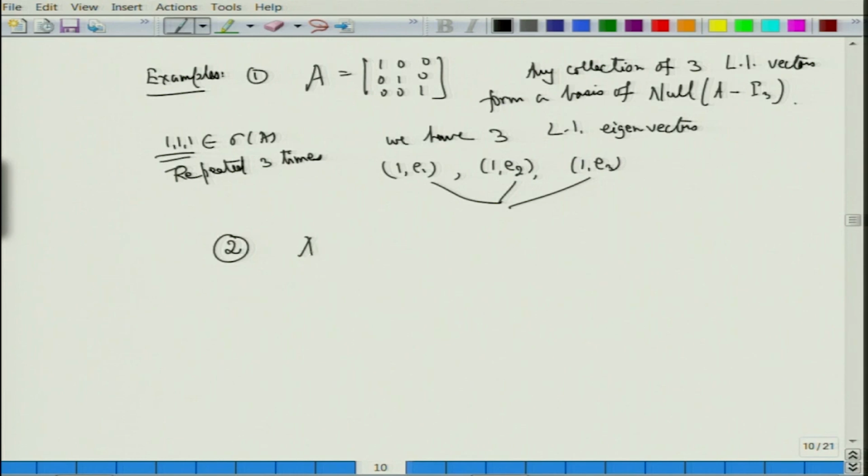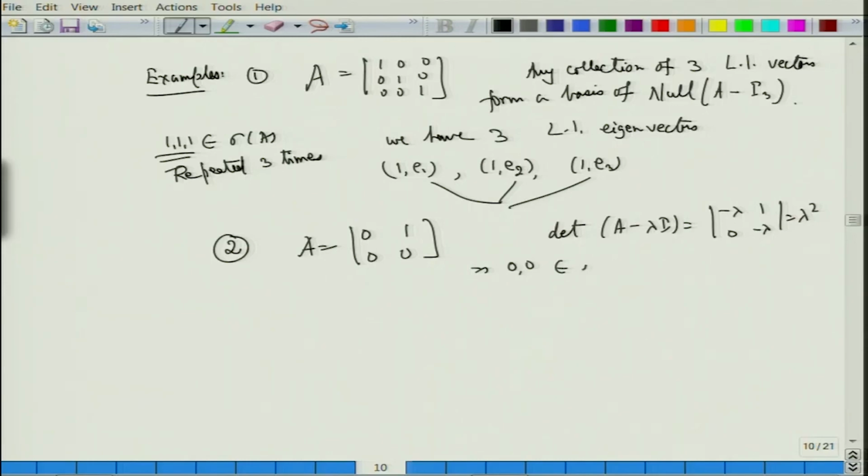2, let us look at this matrix A, which is 0 1, 0 0, all right, fine. So you can see here that determinant of A minus lambda I will be equal to determinant of minus lambda 1, 0 minus lambda, which is lambda square. So this implies 0 and 0 belong to sigma of A, fine. Now let us look at the null space, or let us try to compute the eigenvectors of this. So let us look at the null space of A minus 0 I, which is the same as null space of A, fine.